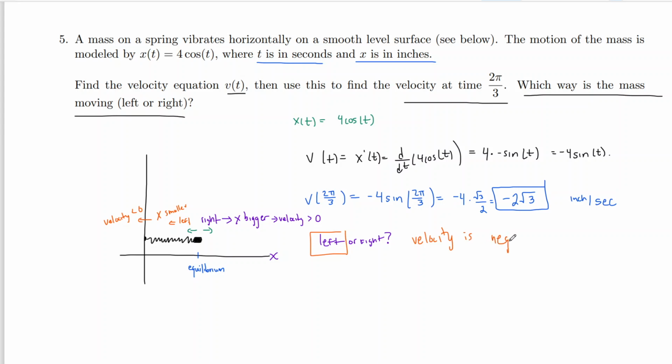If the velocity was positive, it would be moving to the right. If the velocity was 0, what that would tell you is that you're either at one end or the other. It's compressed completely. It stops for a brief second, or it's fully extended out. So you wouldn't really be moving if the velocity was 0.